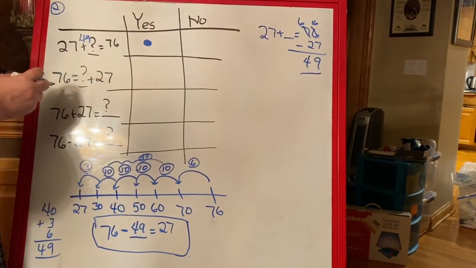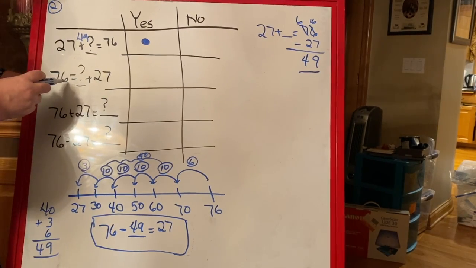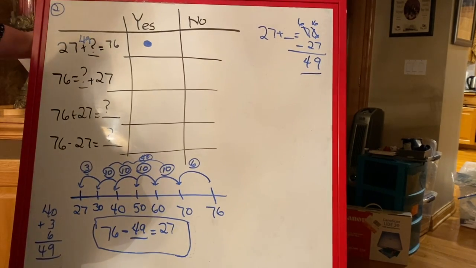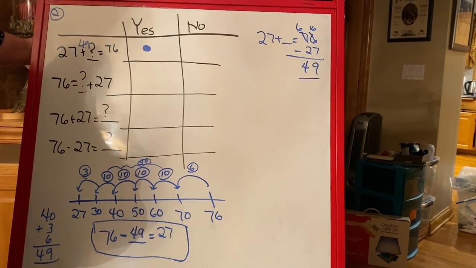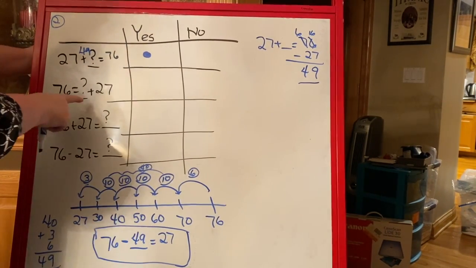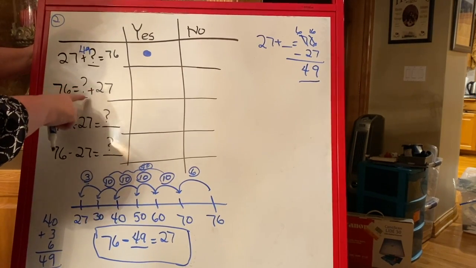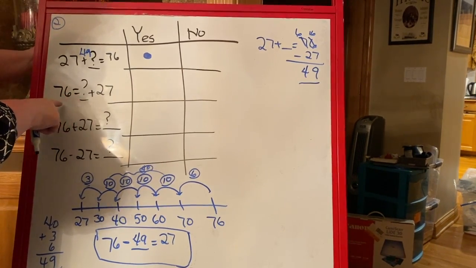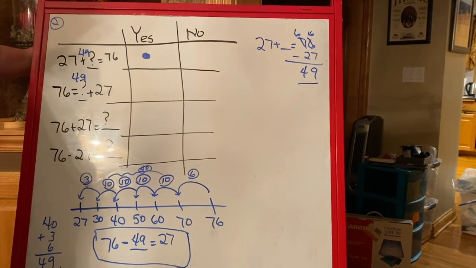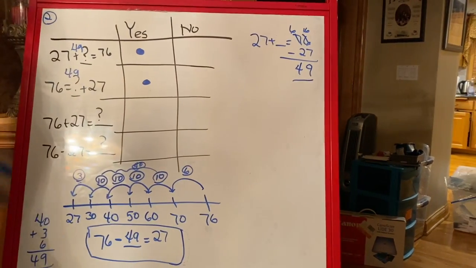Yes. Now, we have 27 plus 49 equals 76. Then 76 equals question mark plus 27. Looking at that, I'm thinking, oh my goodness, we have a subtraction one and we have this one. This is part of a fact family, because all they did was switch the addends, switch the numbers again. So this would be 49 plus 27. Could we have used that one? We certainly could have. So we would circle the yes for that one.